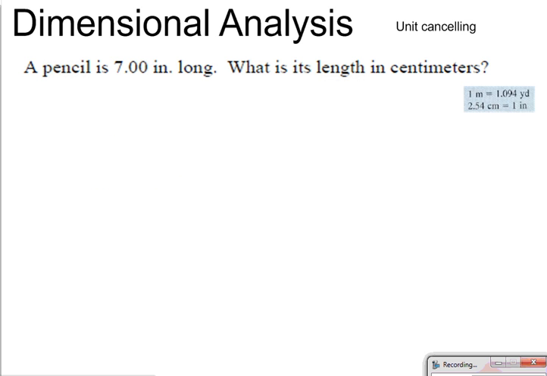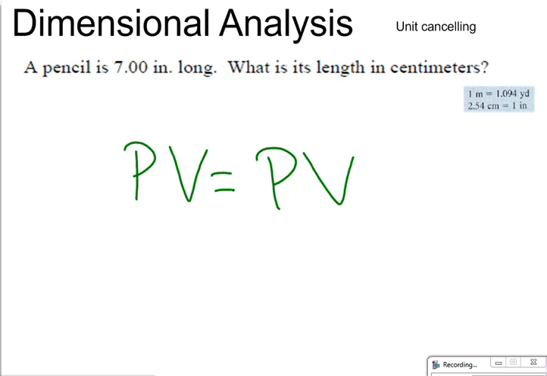I'm about to unveil to you the mysteries of the universe, or at least how to answer any question in any of your science classes mathematically. I'm going to teach you dimensional analysis, which is really all about unit canceling. So let's say you have an equation like PV equals PV, and you want to get this V here all by itself. What would you have to do?